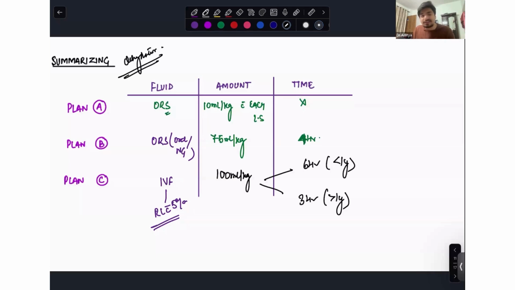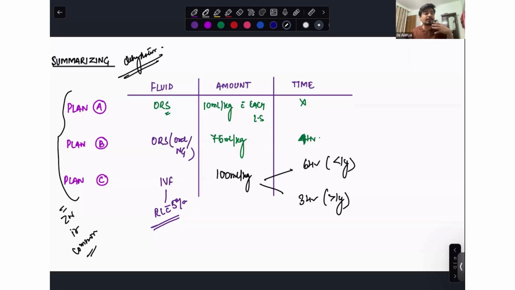And zinc is given in all the cases. I told you in the very beginning, management of diarrhea is 2 parts, management of dehydration plus zinc. So zinc is common to all the 3.